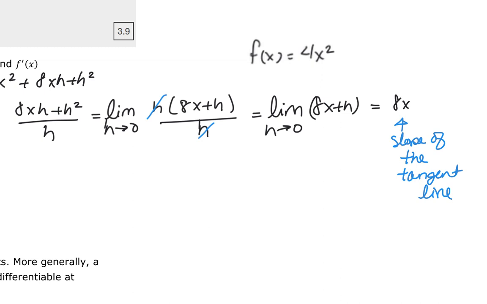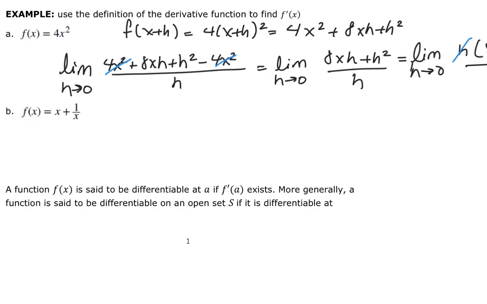So if I wanted to know what the slope of the tangent line is at x equal to 3, then I would take this equation, 8x, and multiply it by 3, and so it is 24. So that would be the slope of the tangent line when I'm evaluating at x equals 3 for this function. Now let's take a look at my next function. It's a little bit more interesting. So I'm going to do this in blue.